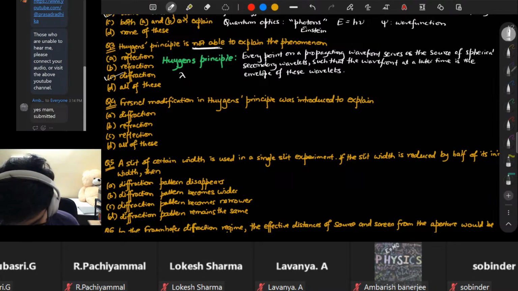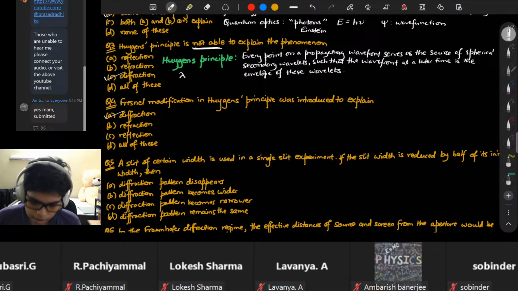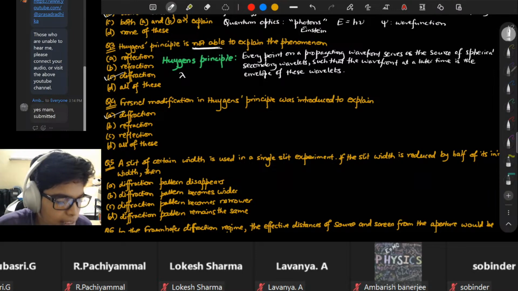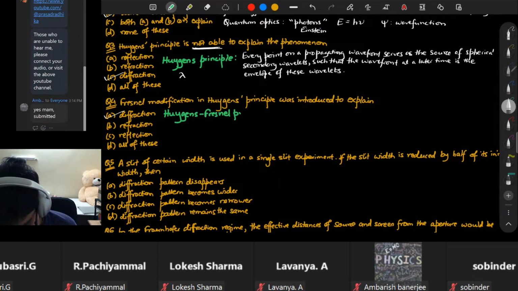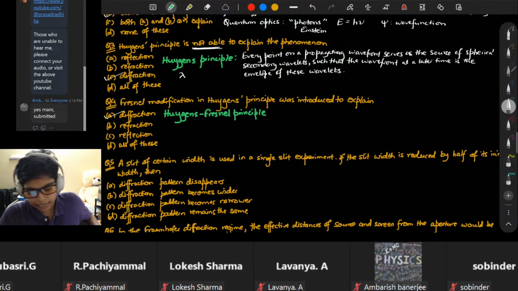So most of you got it right. The correct answer is A, diffraction, but some people selected reflection. Let me remind you that Huygens principle can explain reflection and refraction perfectly. There was only one small problem, that it could not explain diffraction, but that was fixed by Fresnel, who added an extra term of superposition in the principle to explain the diffraction or interference effect as well. So let me state the Huygens-Fresnel principle. This is the modification which allows us to study the diffraction effect as well.